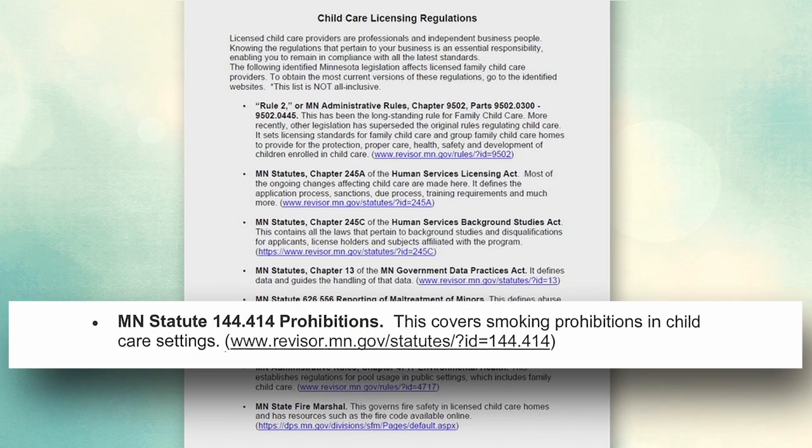Prohibitions. This one covers smoking prohibitions in child care settings. With the Minnesota Clean Air Act, there are requirements as a licensed child care provider that you need to notify parents that smoking does happen in your home after hours. Maybe there's a cigarette smoker, maybe there's an e-cigarette smoker. You do need to notify families that maybe smoking occurs after hours, and you are required to post a notification and notify parents. So if you fall into that category where you have somebody that smokes in your home, you're going to want to make sure that you read that statute and you're complying with the Minnesota Clean Air Act.